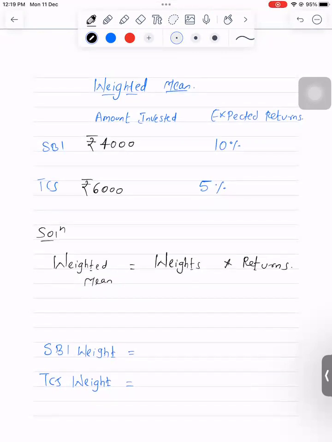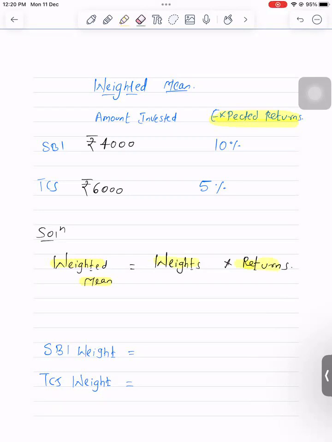As I told you in the beginning, the weighted mean is helpful to you as a portfolio manager. Let's say you have two stocks in your portfolio. One is State Bank of India, one is TCS, and expected returns are given to you. It is expected SBI will deliver 10%, TCS will deliver 5%. Now to come up with the weighted mean, you just need to remember this simple formula: weighted mean is equal to weights multiplied by returns.